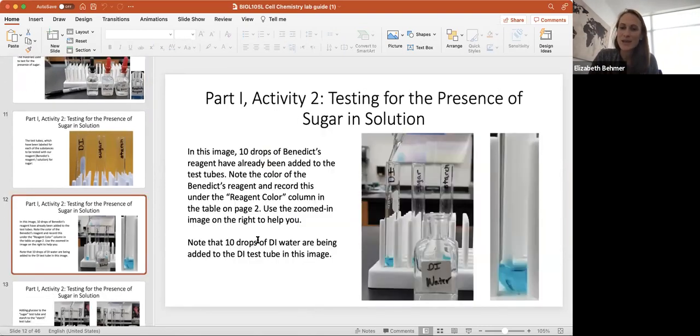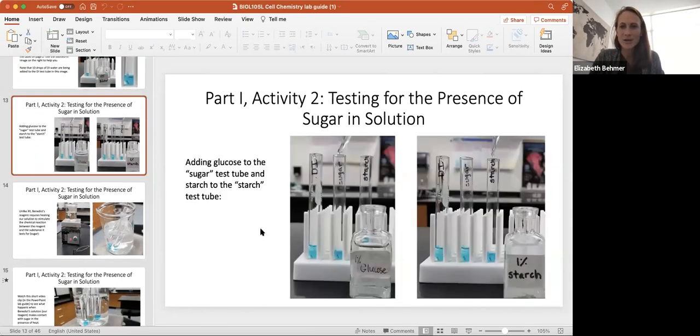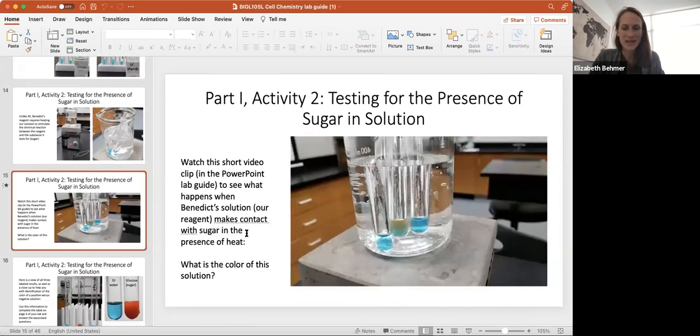So we set it up the same way. We put our Benedict's reagent in first, and at the beginning, you'll want to note that it's blue. The Benedict's reagent is blue. We'll add distilled water to our first test tube because that's our control. So we shouldn't see any color change when we add distilled water because there shouldn't be anything in distilled water. We'll add sugar, we'll add starch, and then we'll test for the presence of sugar in the solution.